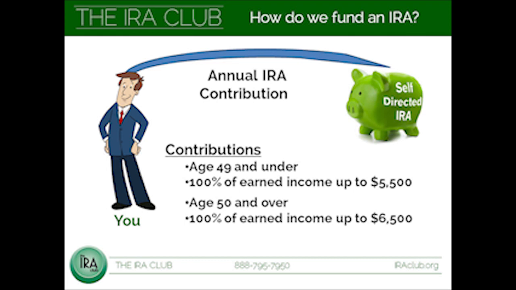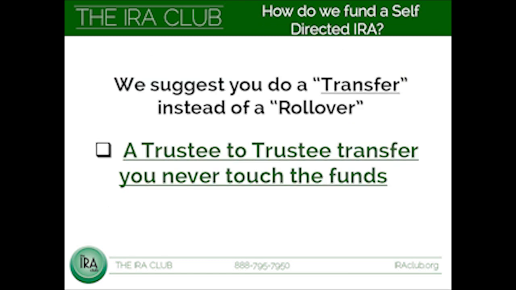So the three ways money gets into a self-directed IRA are from an existing IRA that you currently have, from a 401k or company-sponsored plan from a former employer, and your contributions. Any combination of those will work.